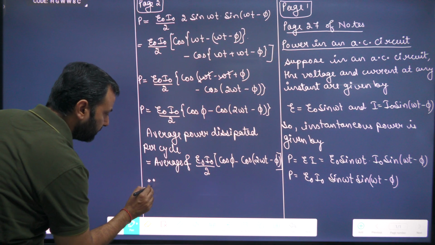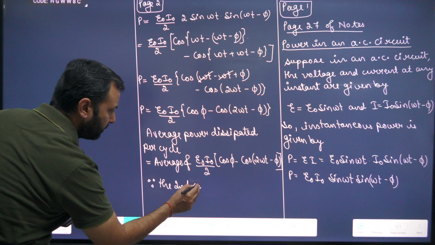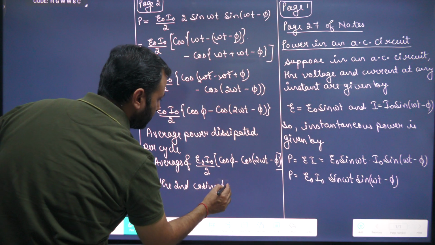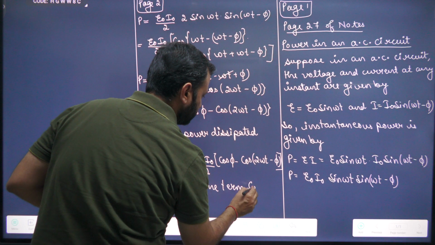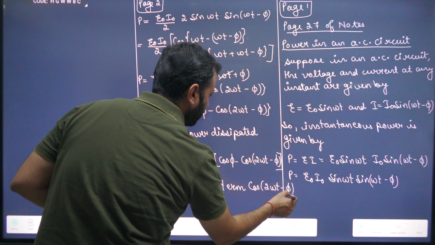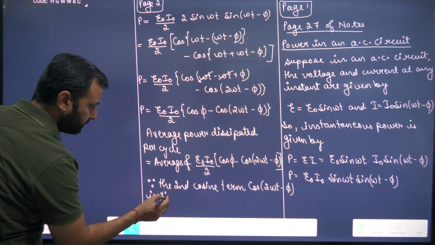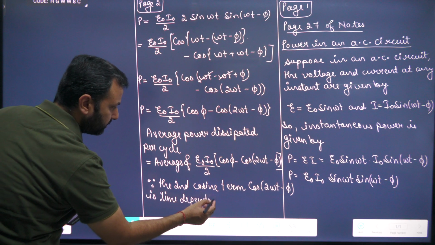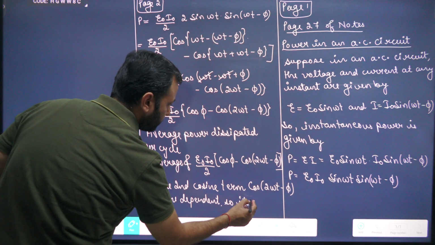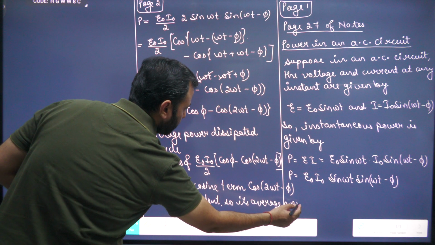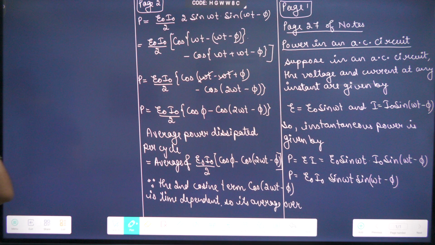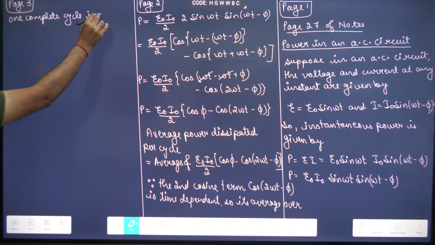So I will write: since the second cosine term, cos 2 omega t minus phi, is time dependent, its average over one complete cycle is 0.